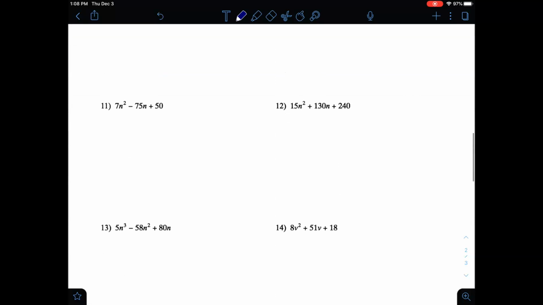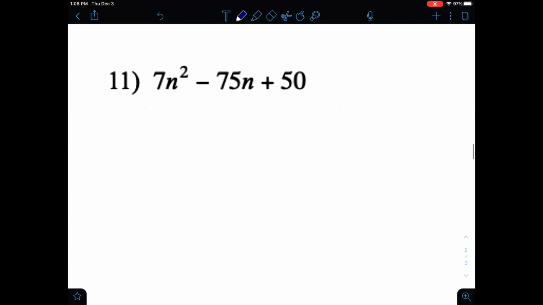All right, we're jumping back down to number 11. So for number 11, do we have a GCF for any of these terms? Well, the biggest number we can pull out of all of these is 7, because 7 is a prime number and it's the smallest number. Does 7 go into 50? No, it doesn't, because 7 times 7 is 49, so that would not work. So there's no GCF here.